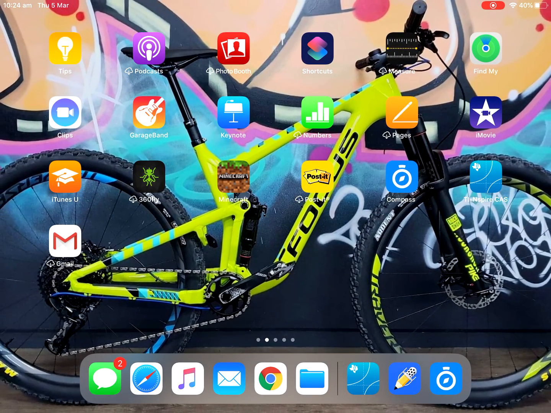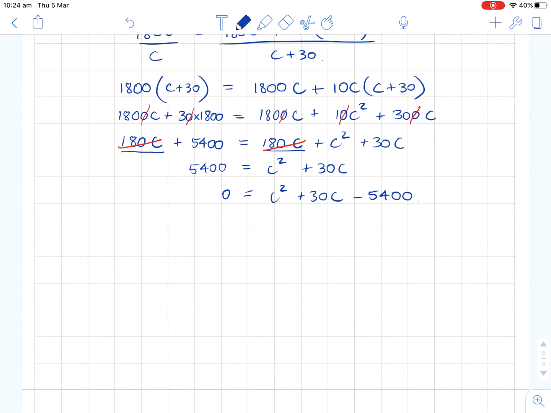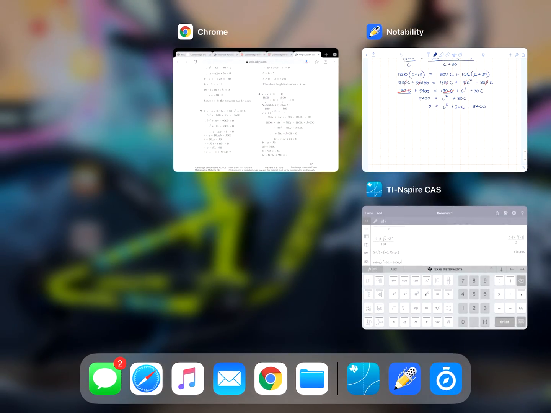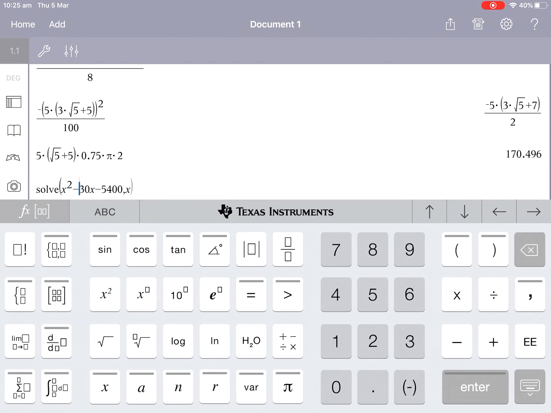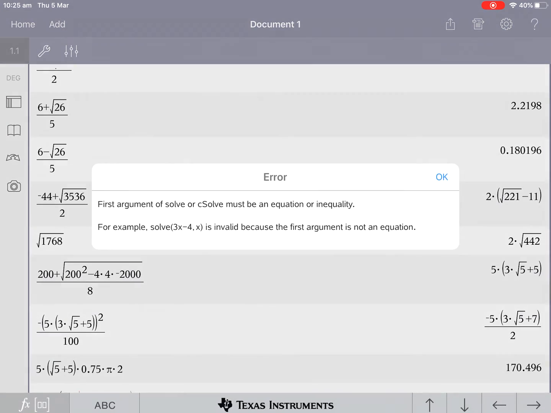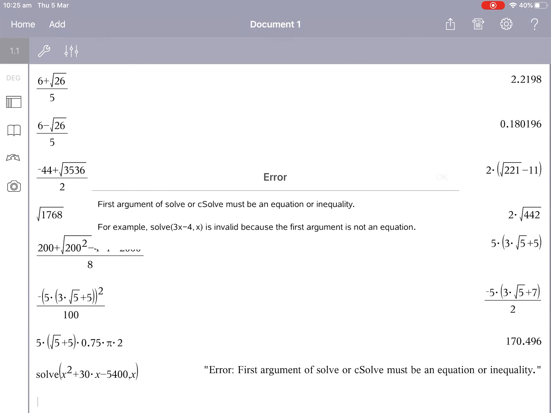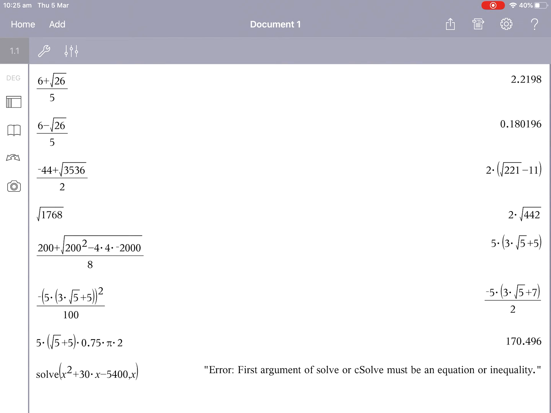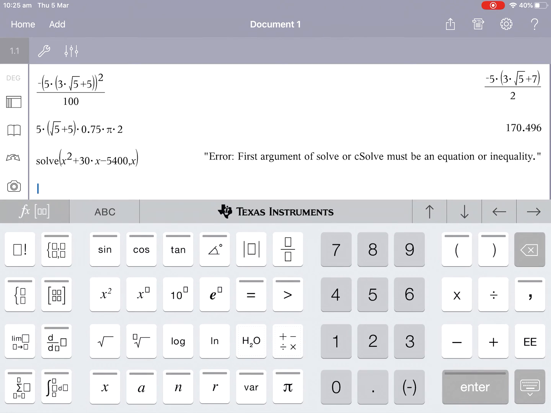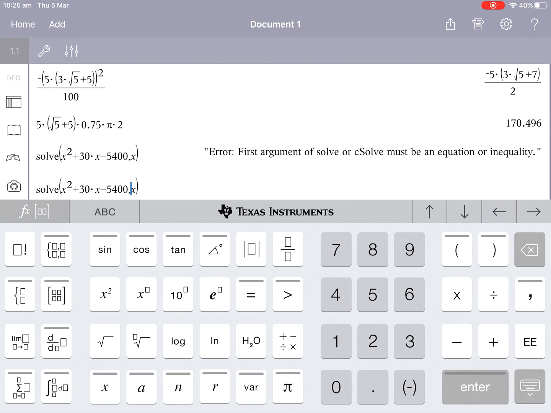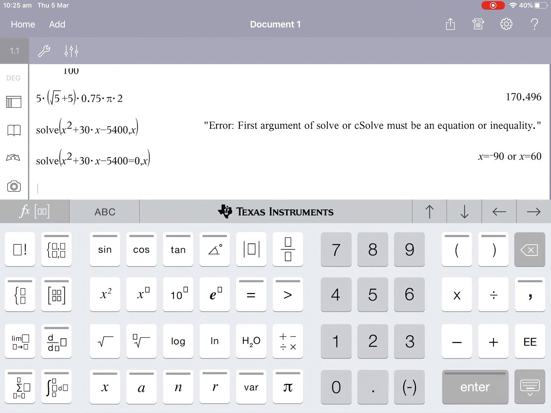I'm just going to double check that that's the right equation. It should have been plus 30, not minus 30. So in here, I need to plus 30. It says error. Oh. First argument of solve must be an equation or an inequality. Right, I have made a mistake. So go back here, highlight that. I haven't said what it's equal to. Rookie mistake. So I put in my equals 0.